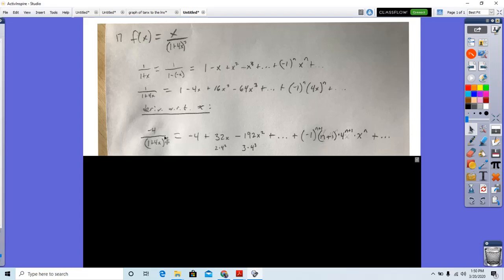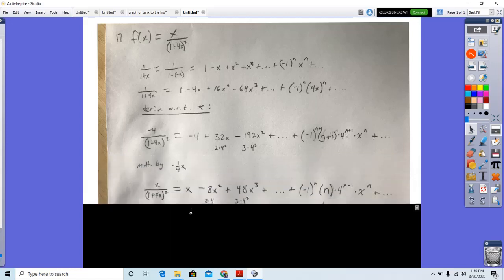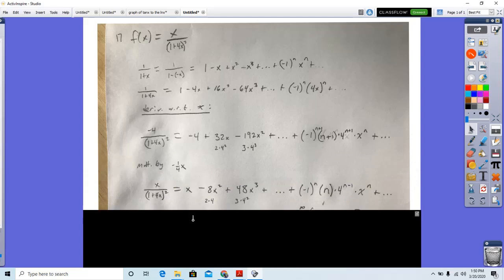Okay, so we're almost there. The only thing I have to do now to get from here to here is I need to get rid of that negative 4, so divide by negative 4, and I need to multiply by x. So I'm going to multiply by negative 1/4 x on both sides of this equation. There it is, and that's what I get. So on the left side, I get exactly what I want, right? The negative 1/4 cancels out the negative 4, and I get the x on top. And on the right side, negative 1/4 x, that negative 4 goes away, becomes a 1 times that.